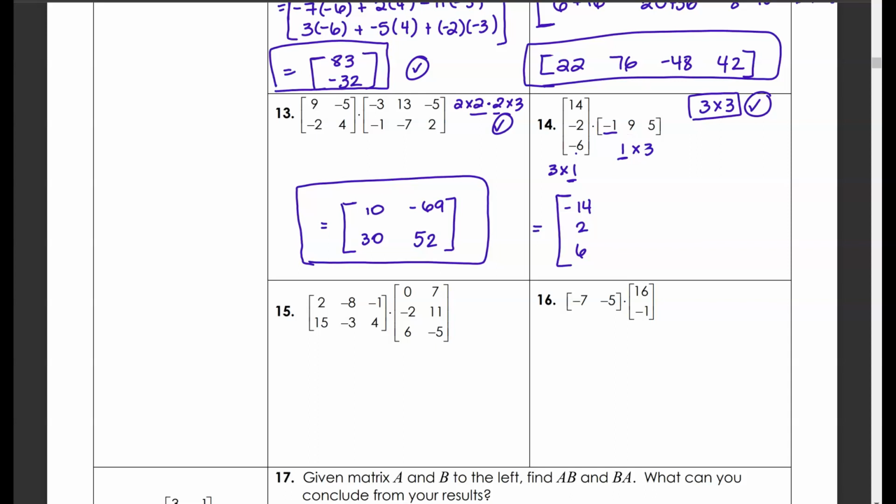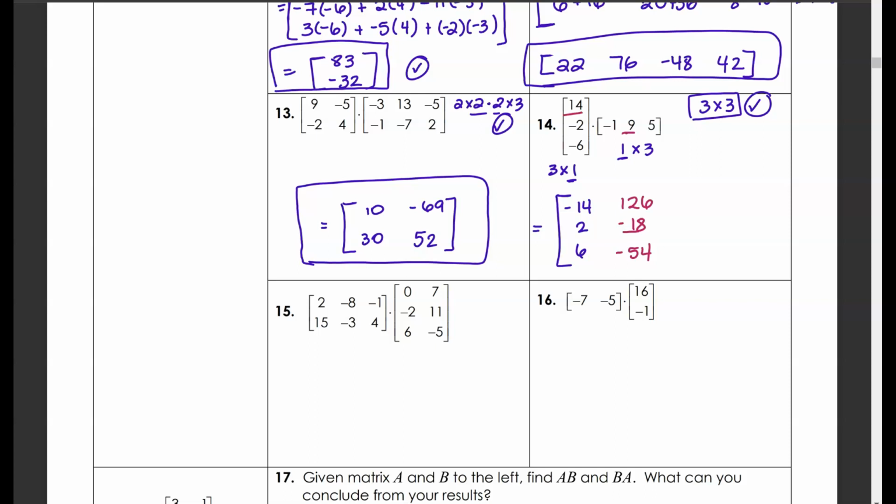All right, for the next column that we're constructing, we're going to take 14 times the next column. So 14 times 9, that gives me 126. Okay, for the next element here, that's going to be negative 2 times 9, which is going to give me a negative 18. And then we're going to have negative 6 times 9, which is going to give me a negative 54.